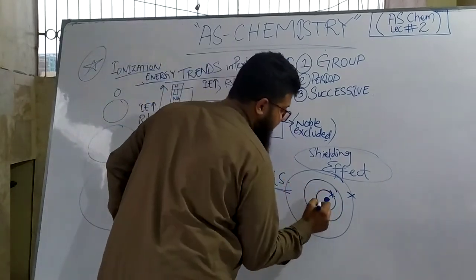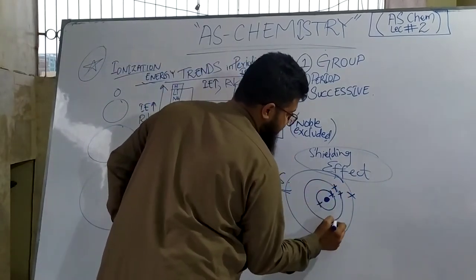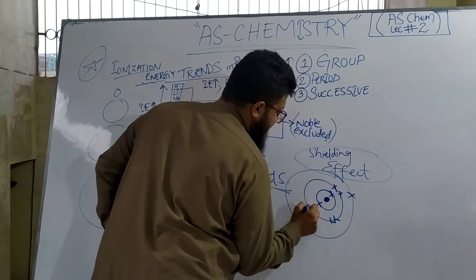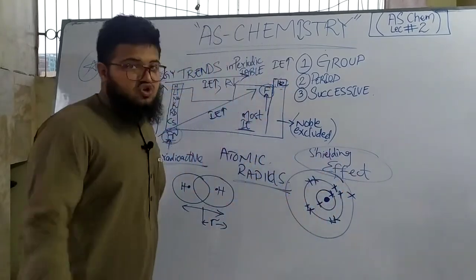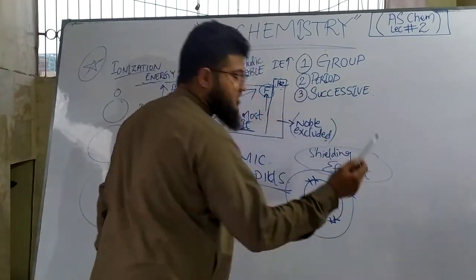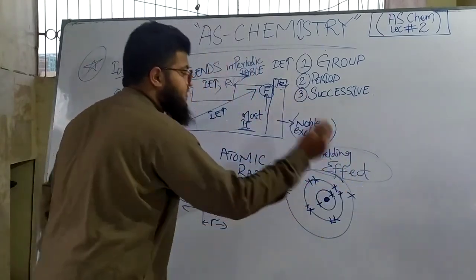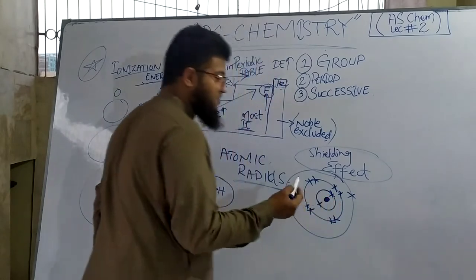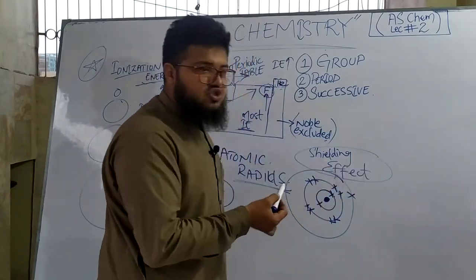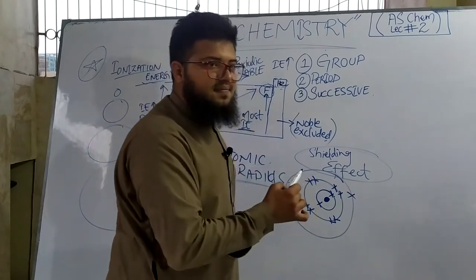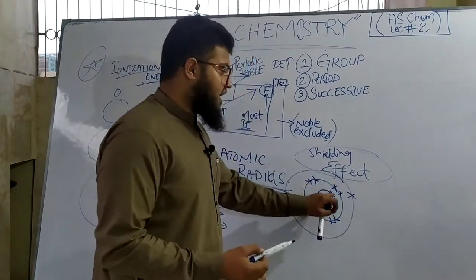And now there are certain electrons over here, and in between the nucleus and the outermost electron, the inner electrons are also negatively charged, and the outer electron is also negatively charged. If both of them are negatively charged, what do you guys think? Will the inner electrons attract the outermost electron, or will they repel it? They'll repel it because it's negative.